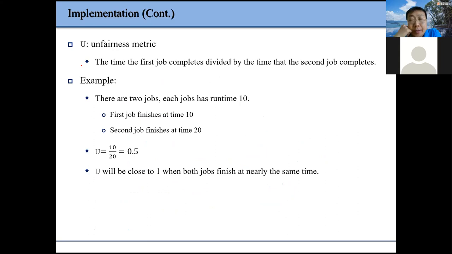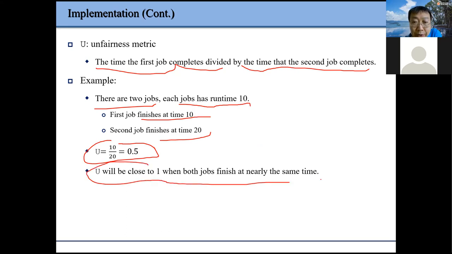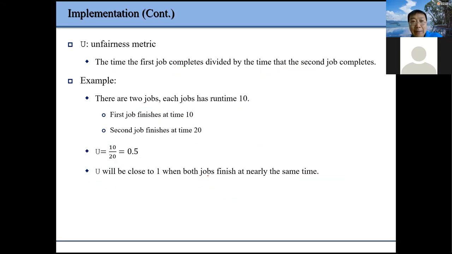This is an implementation. So, to evaluate the fairness, we can look at this metric called unfairness. Basically, suppose we have two jobs. The time the first job completes divided by the time the second job completes, we call it unfairness. So if we have two jobs, each has running time 10, the first job finishes at 10, the second job finishes at 20, then the unfairness is 0.5. This means it's not fair, okay? If U is close to one, then basically it's more fair, right? Something like that.